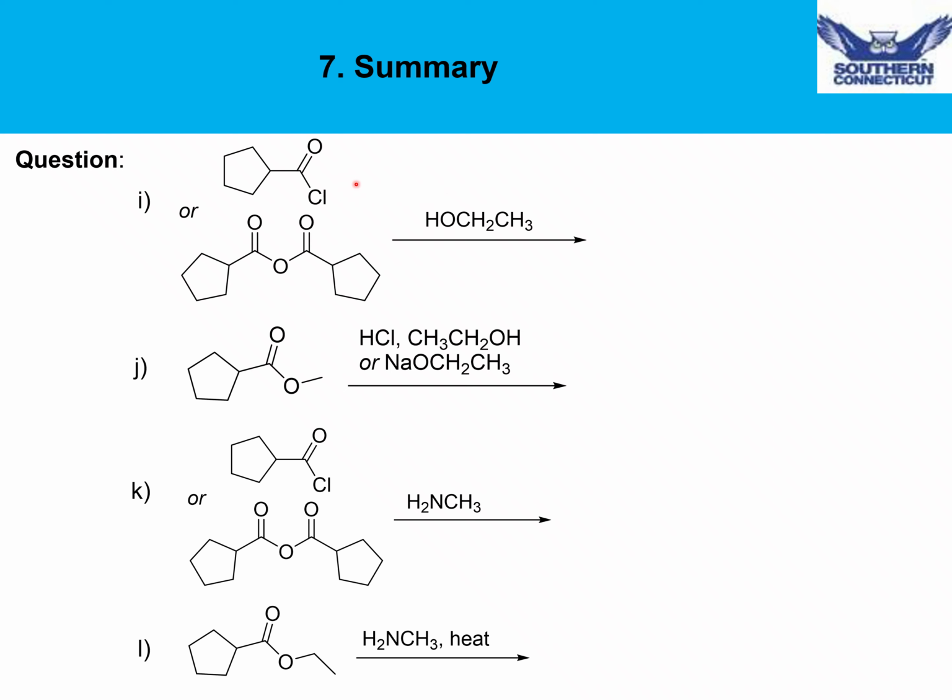Ethanol is added to an acid chloride or an acid anhydride to form the same product. And in this reaction, the next one, we have HCl and ethanol, or we can use sodium ethoxide to react with an ester. An acid anhydride or chloride can react with an amine to give the same product. And then lastly, we're going to react an amine, a primary amine, with an ester.